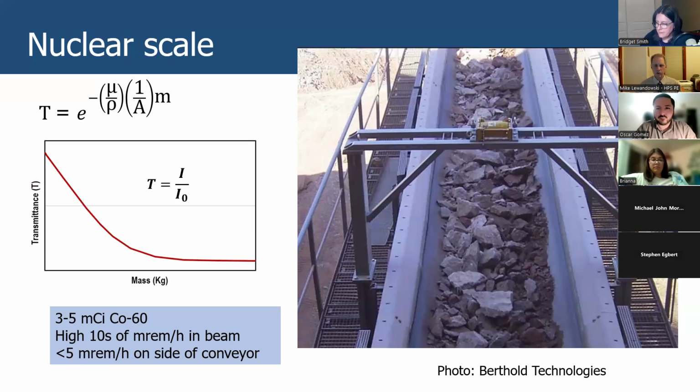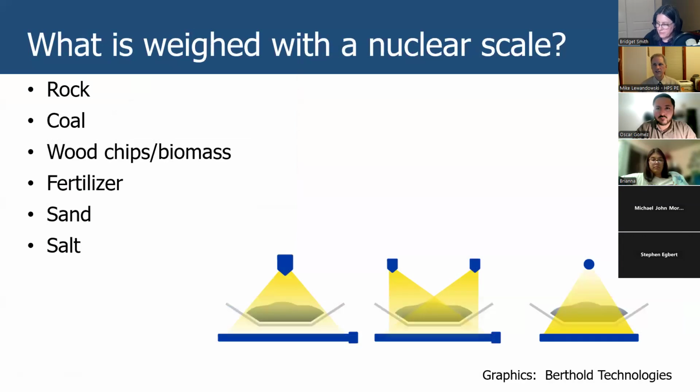So what sort of things would we measure with nuclear scales? Well, rock, in the previous picture that we saw, is rock running on a conveyor belt through some sort of processing plant. Many rock plants are used for crushing stone for concrete or various other applications, including roofing shingles. We measure the mass of the rock using a nuclear scale. Coal-fired power plants measure the mass of coal that's running into the burner using these nuclear scales.